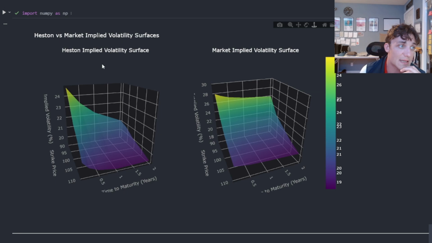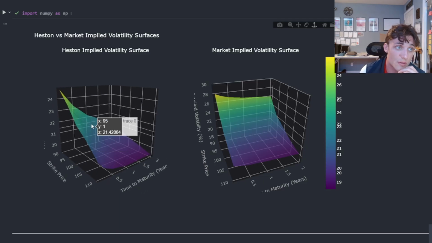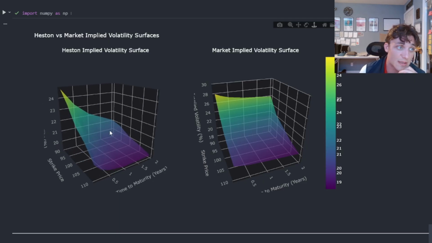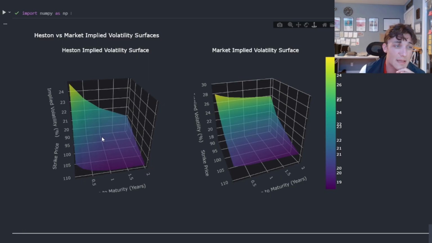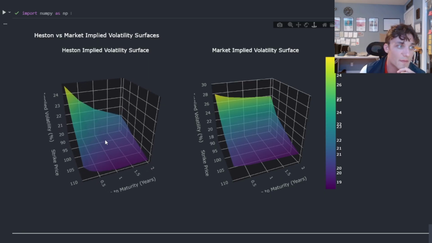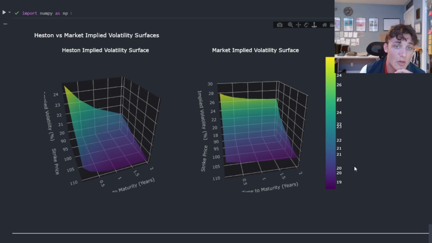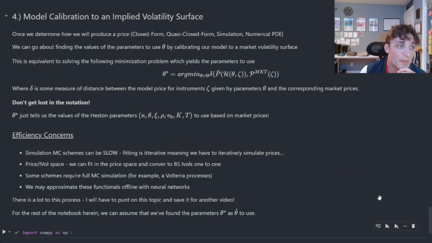So this is a Heston implied volatility surface. This is a market implied volatility surface. This certainly does not look flat, right? The Black-Scholes volatility surface was flat. This certainly does not look flat, but this parameter set that I've chosen did not generate a volatility surface that was super consistent with what we've observed in the market. So I'm going to want to go back and tinker with those parameters.